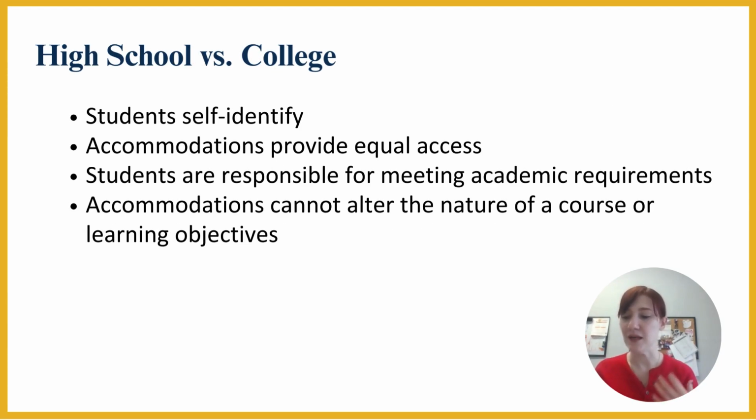If you received accommodation in high school, either through an individualized education plan or a 504, some of this information may sound familiar. However, you may be surprised to learn that there are also some major differences between receiving accommodation at the high school level and at the college level. At the post-secondary or college level, students are expected to self-identify and initiate conversations about accommodation needed, since students are legal adults.